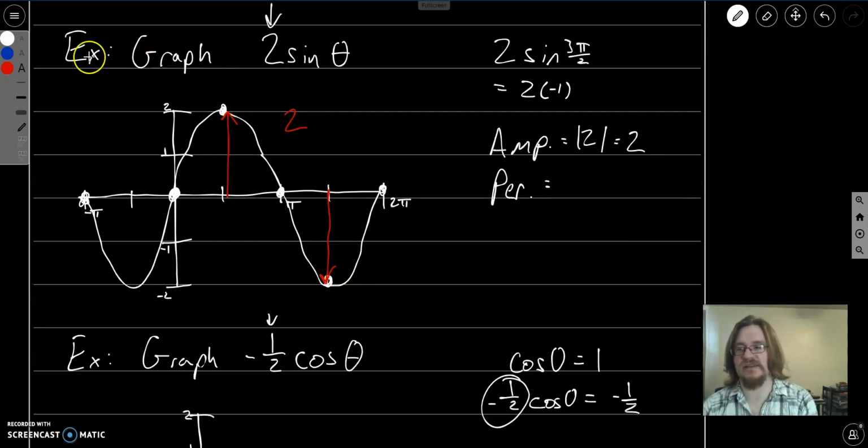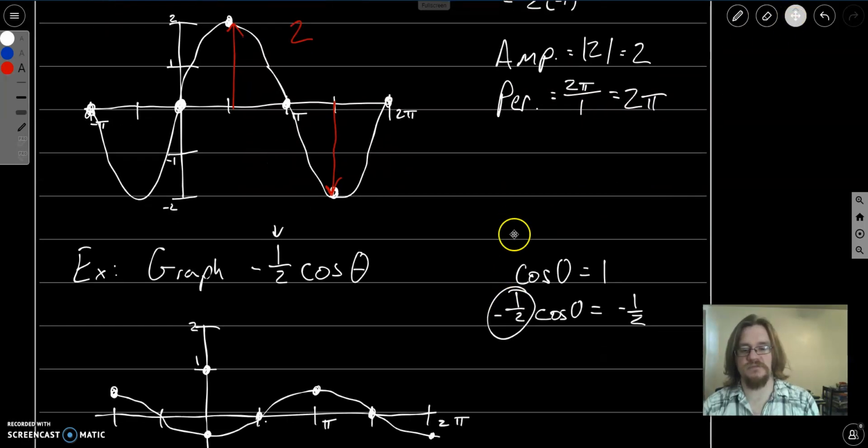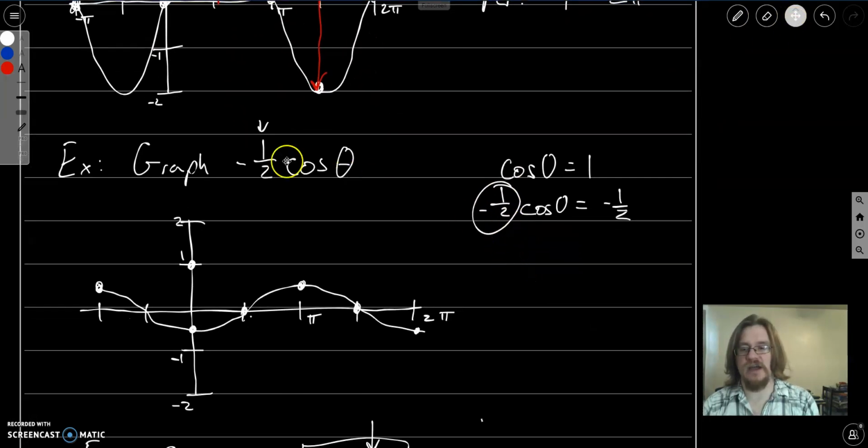Okay, so that's easy to see. Our period is going to be 2 pi divided by b, and b is the number that's multiplying this theta here. Well, that's just 1. So our period is still 2 pi. That hasn't changed. Sine theta has a period of 2 pi. That hasn't changed in this function. Cool. Let's look at the graph of 1/2 cosine theta.